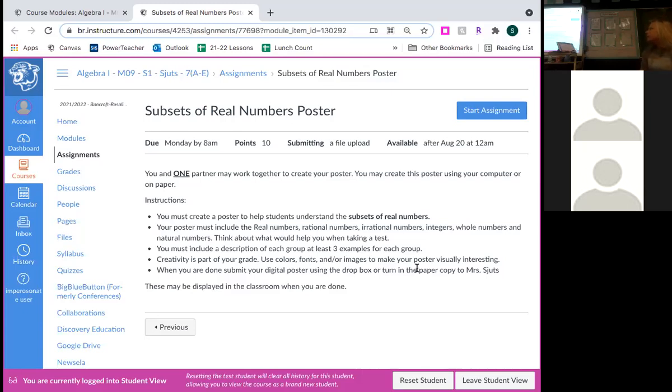Something that makes me understand what that group is. And then you have to have 3 numbers as an example for each group. Like if I have integers, I'm going to say positives and negatives, and I'm going to write -2, 0, 5. And that'd be enough, okay?